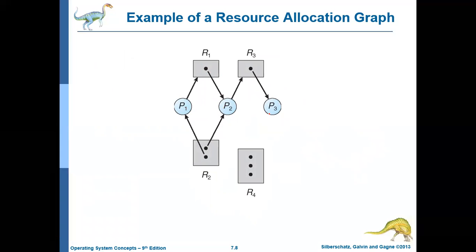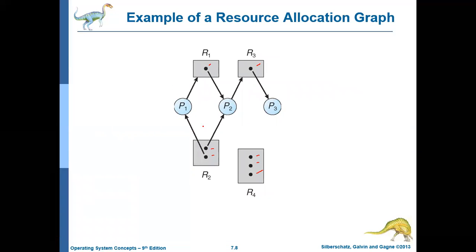So here there are three processes, P1, P2, and P3. And there are four resources, R1, R2, R3, and R4. For resource R1, there is only one instance. For resource R3, also there is only one instance. But for resource R2, there are two instances. And there are three instances of resource R4. Okay, so this is the situation.